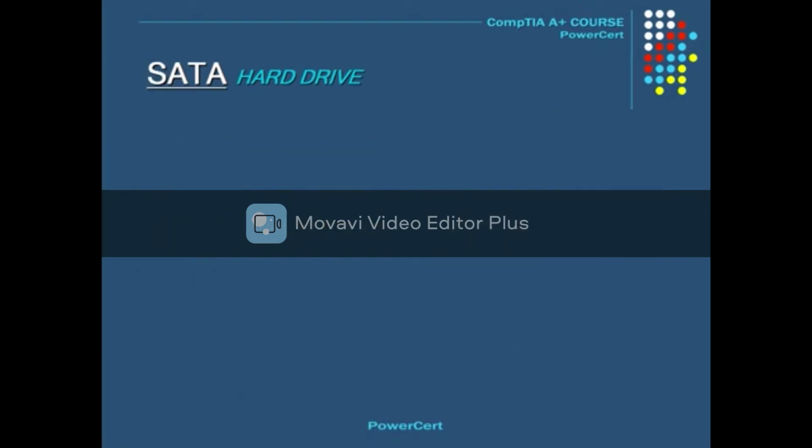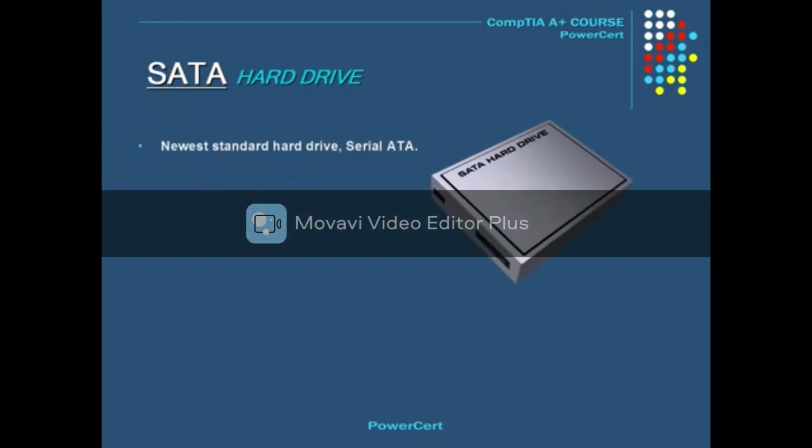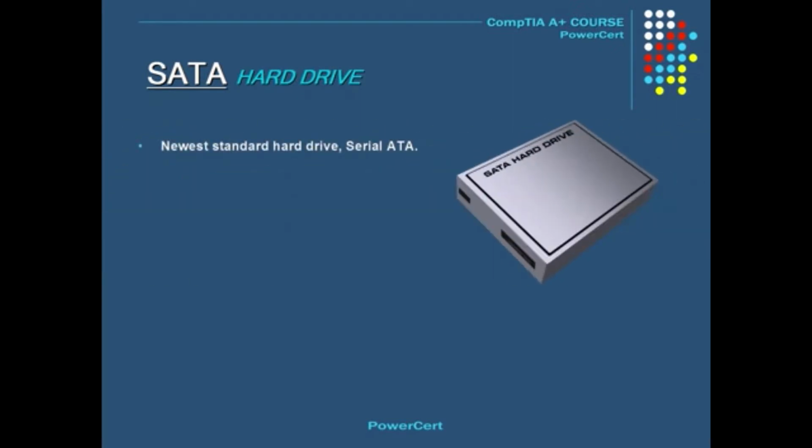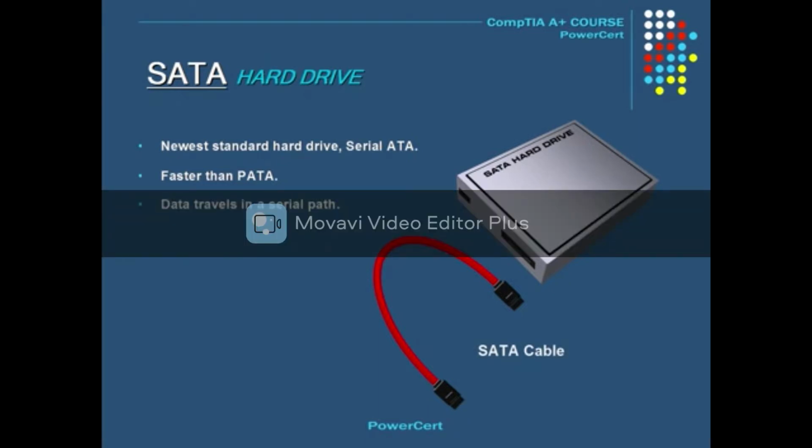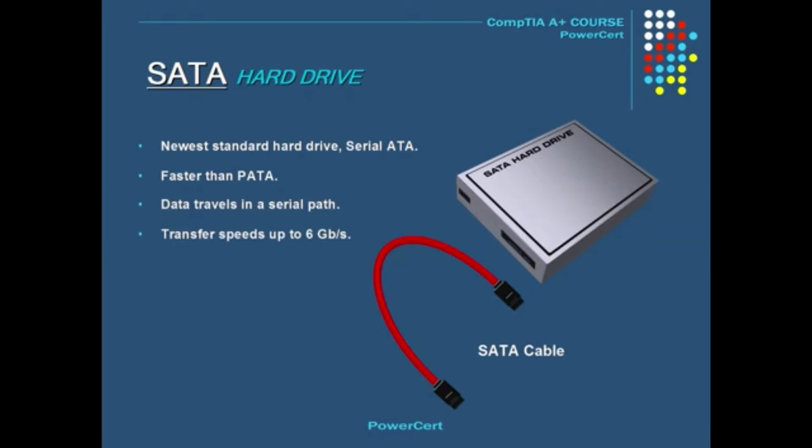Another type of hard drive is called serial ATA. Now this is a newer standard that is faster than PATA. Instead of data traveling in a parallel path, the data travels in a serial path, which means that data travels 1 bit at a time. SATA drives have fast transfer speeds up to 6 gigabits per second, which is considerably faster.